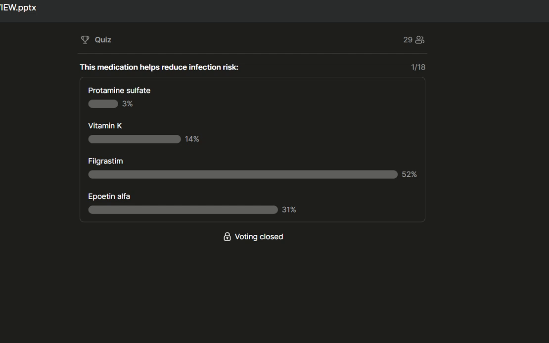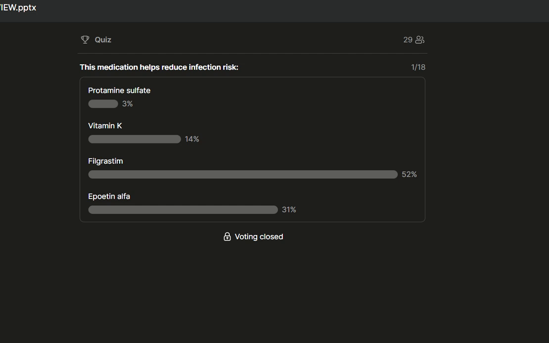So we know that protamine is an antidote to something. What's it the antidote to? Heparin. Does heparin and its antidote have anything to do with infection? No. Nope, get it out of there. Now I'm down to 3 viable options.